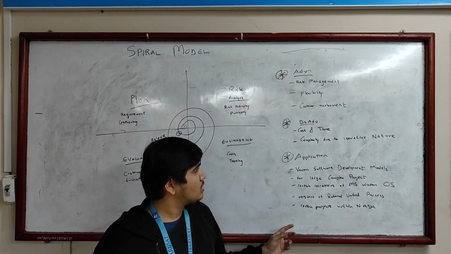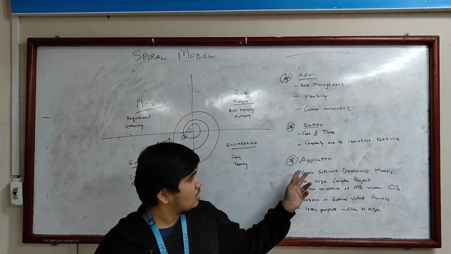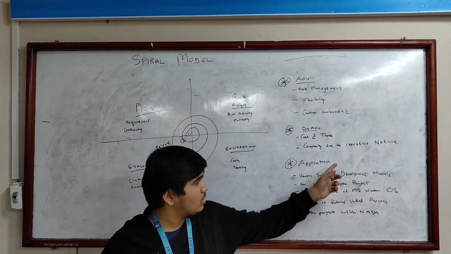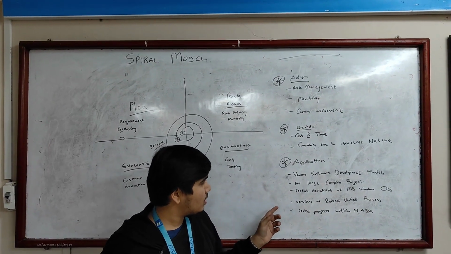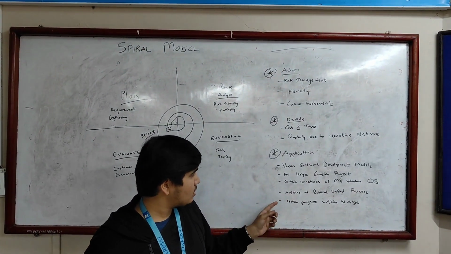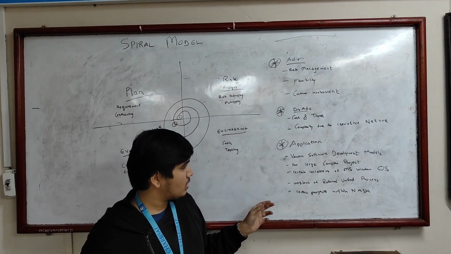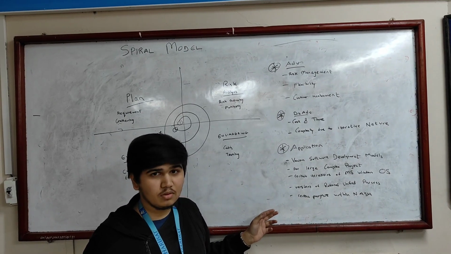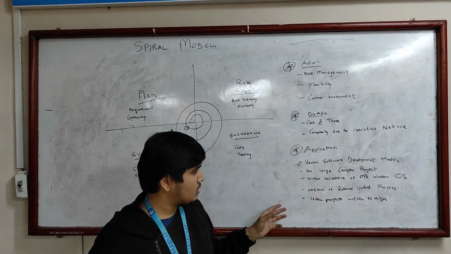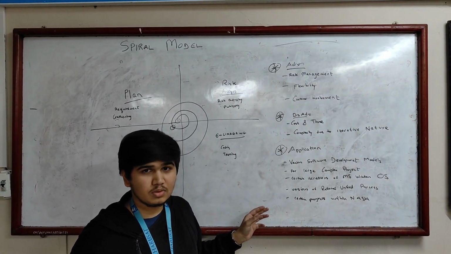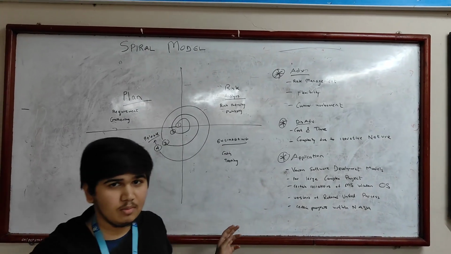The disadvantages are due to iteration: cost and time increase. Second is the complexity of software due to its iterative nature. The applications of the spiral model are various software development models for large and complex products, and certain iterations of the Microsoft Windows operating system are also done by the spiral model. Versions of Rational Unified Process (RUP) and certain projects within NASA are done in the spiral model.